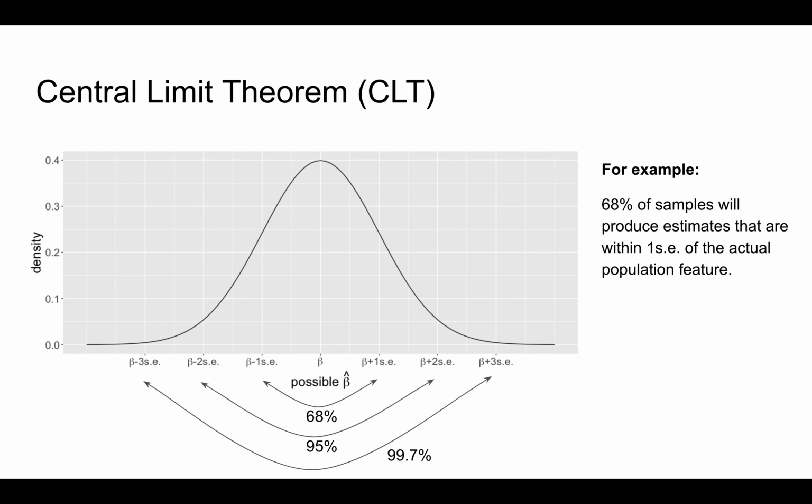In reality, we don't know the population feature beta. That's the whole point of a confidence interval. It also means that we don't know where our estimate beta hat falls upon this scale, right? Our estimate might be above the truth, below the truth, close to beta, or far from beta. Yet, the CLT provides some assurances. Mainly, flipping the script, we can say that there's a 68% chance that our sample estimate is within one standard error of the actual population feature. Similarly, for the 95% and 99.7% levels.